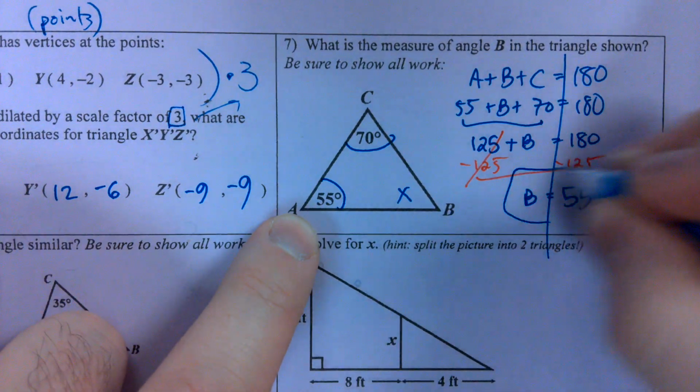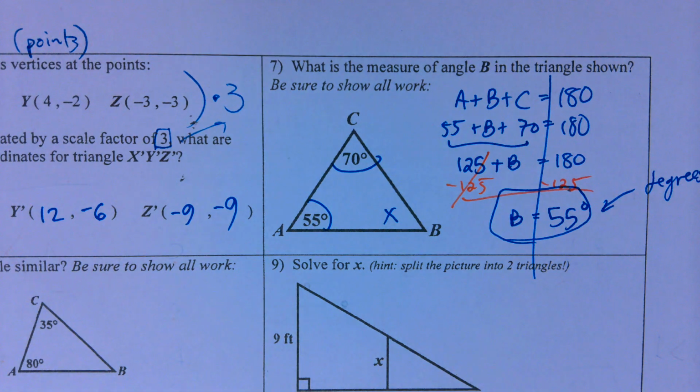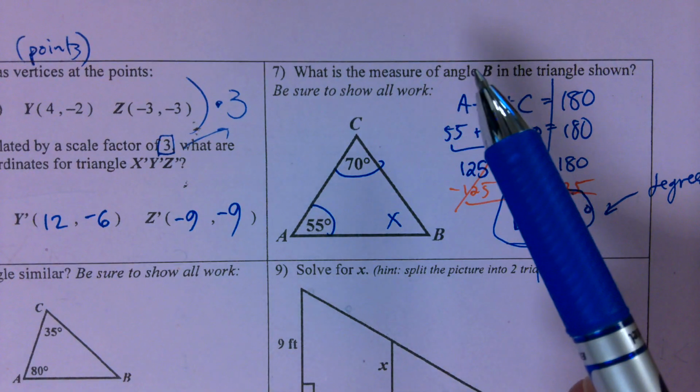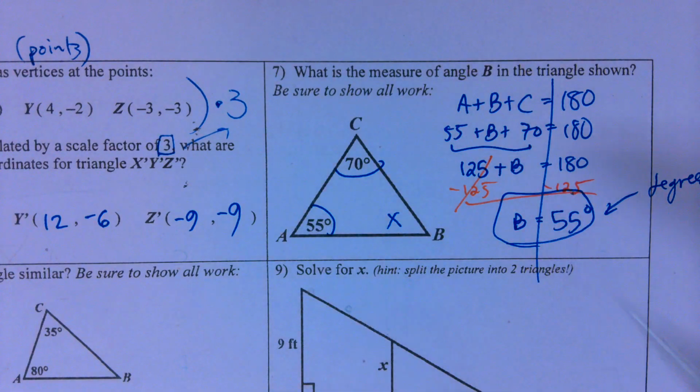Don't forget the degrees. That's going to be a dumb reason to get a point taken off, because you got 55, you did all the math right, but you didn't write your units. If I'm asking for a measure of angle B, my answer has to have degrees on it. Has to, if we want full credit. Okay?